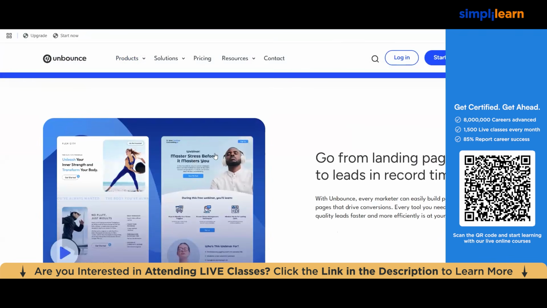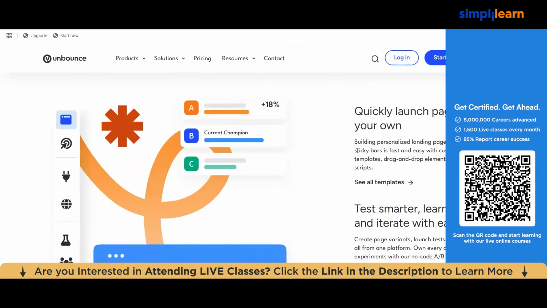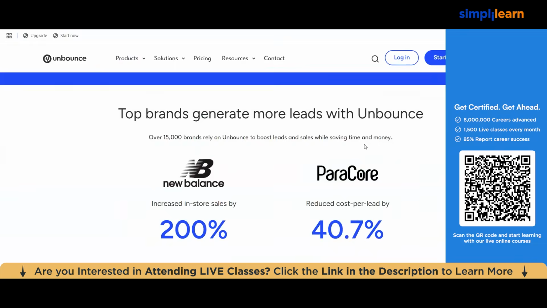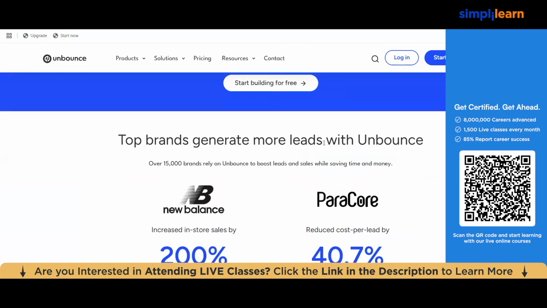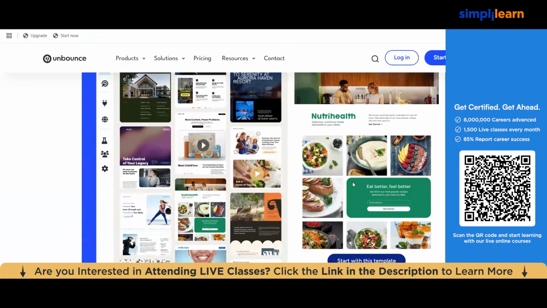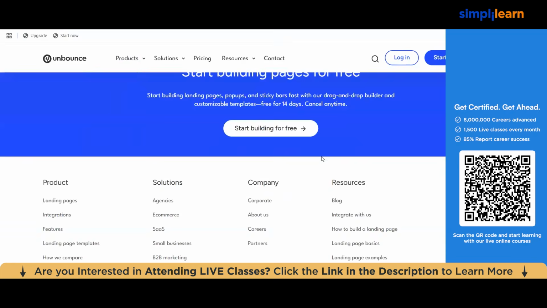Right? We will not be using it or making it right now because it's a very creative and subjective element. You all just try later on, after the course, in the next week whenever you get a chance. You see, over 15,000 brands use Unbounce to boost leads and sales while saving their time and money. The brands generate more leads with Unbounce, and that's how you can create the landing pages. You see, there are different samples over here, and so on and so forth.